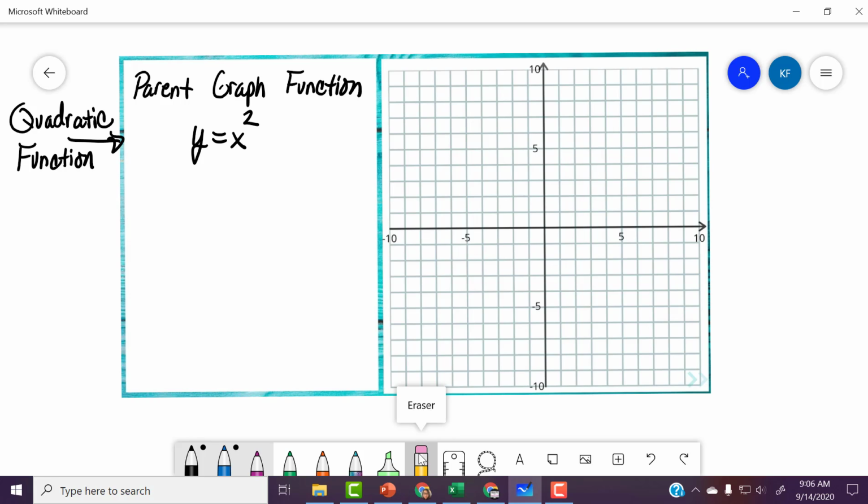Okay, how do we know it's quadratic? We know because of the power 2 right here. And we'll go over where the points and the shape come from. But right now, I want to show you the transformation formula. So this is the transformation formula. Okay, so that is the following.